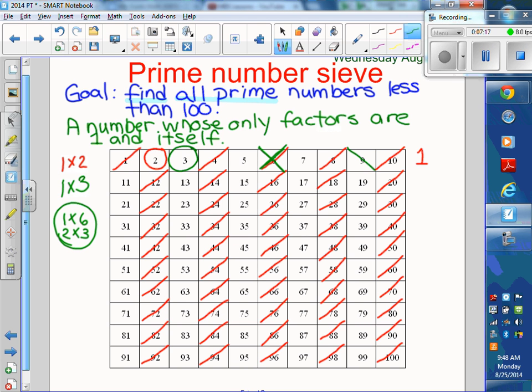So if we count by 3s, 3, 6, 9, the next multiple of 3 is 12. The next multiple of 3 is 15. Then 18. So multiples of 3, you could do skip counting. If you look, there's 2 numbers between every multiple of 3. So I could say 19, 20, the next multiple of 3 is 21, 22, 23, the next multiple of 3 is 24. So now I'm crossing out all the multiples of 3.